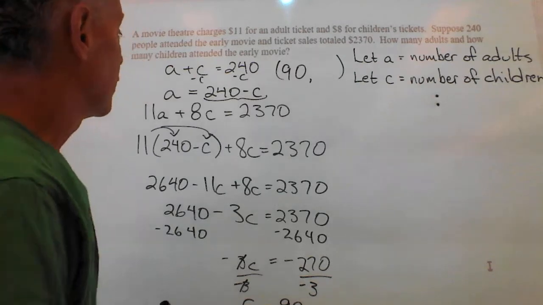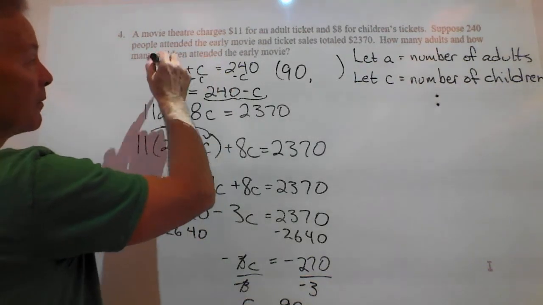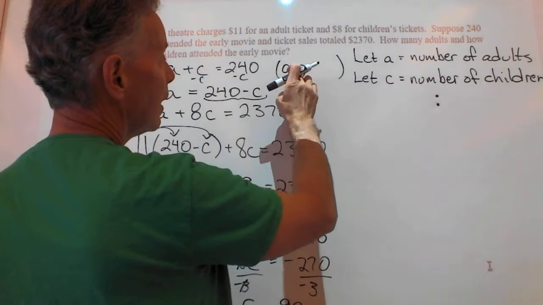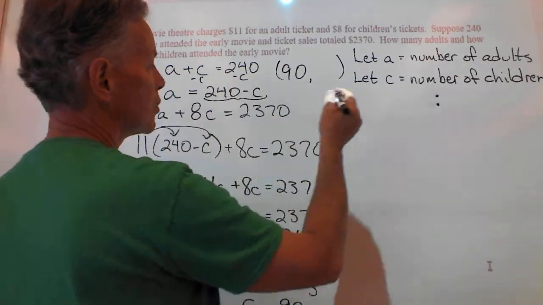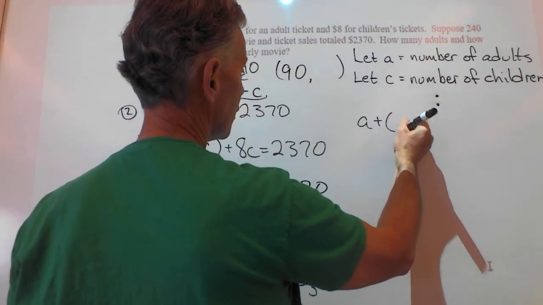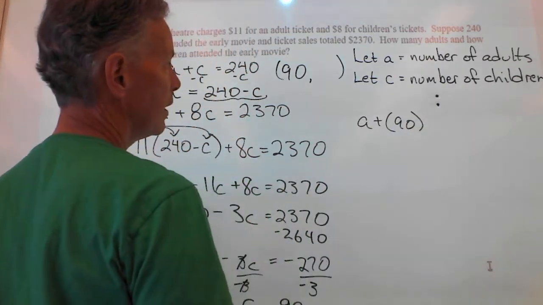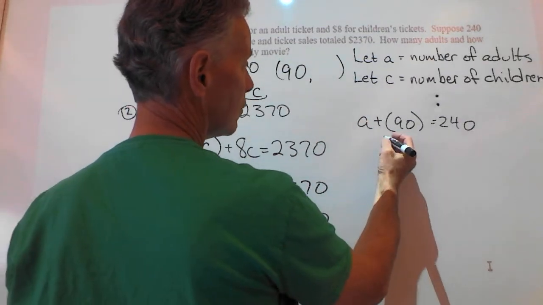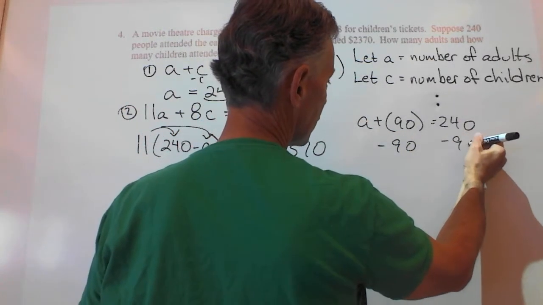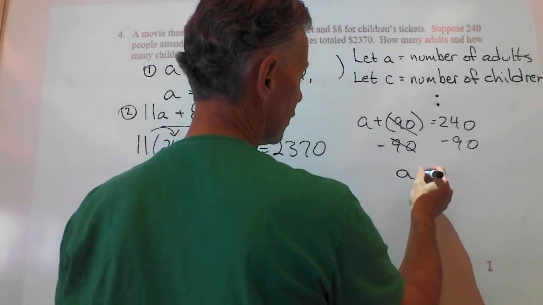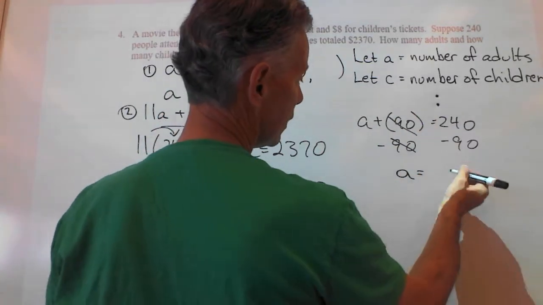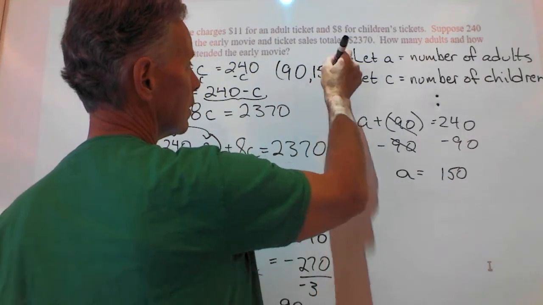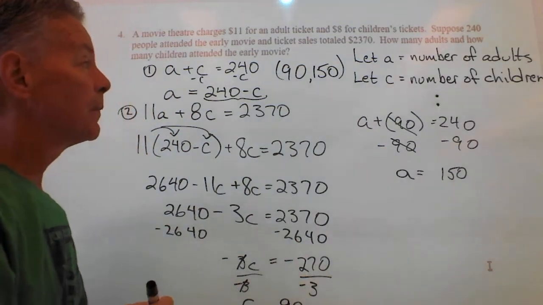Okay, then how many adult tickets were sold? For that, we go back to our very first equation. A plus C equals 240, and we substitute the value for the number of children's tickets. So A plus, we now know what C equals. It equals 90, equals 240. Isolate A by subtracting 90 from both sides. 90 minus 90 is 0, leaving you with A. 240 minus 90 is 150. So that means we have a solution. Okay?